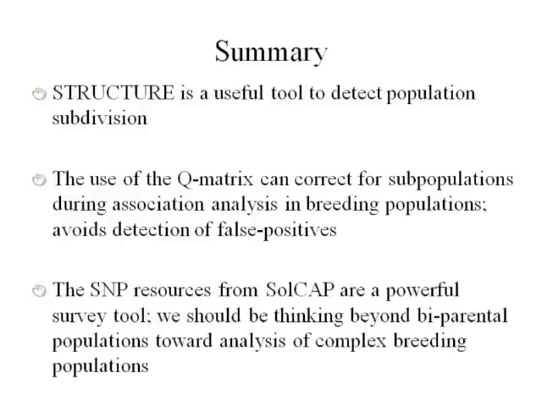This slide summarizes the second part. STRUCTURE is a useful tool to detect population subdivision. The use of the Q matrix can correct for subpopulation during association analysis in a breeding population and avoid the detection of false positives. The SNP results from the SourceCap are a powerful survey tool, so we should be thinking beyond the biparental population toward the analysis of the complex breeding population.